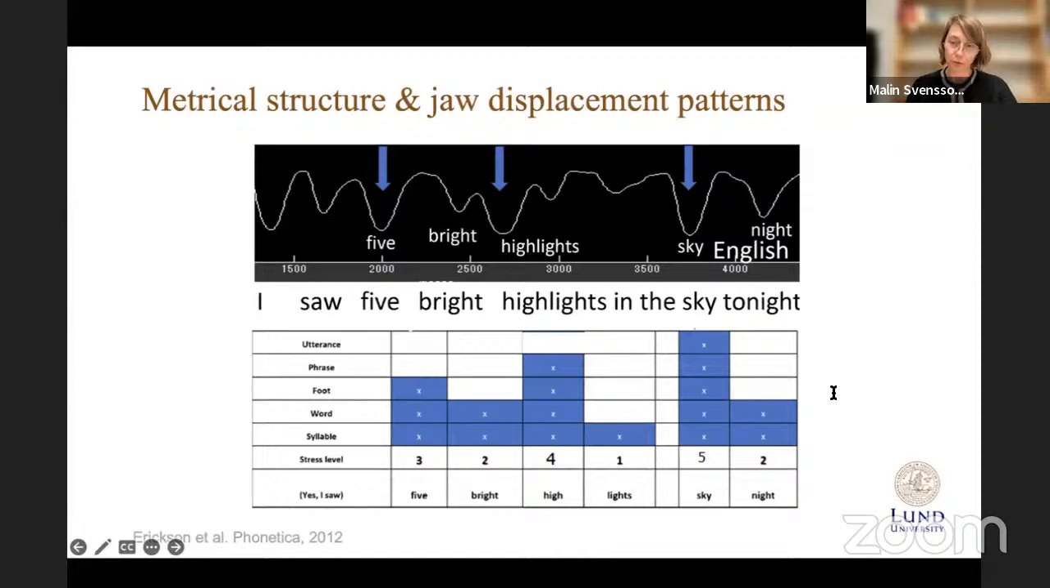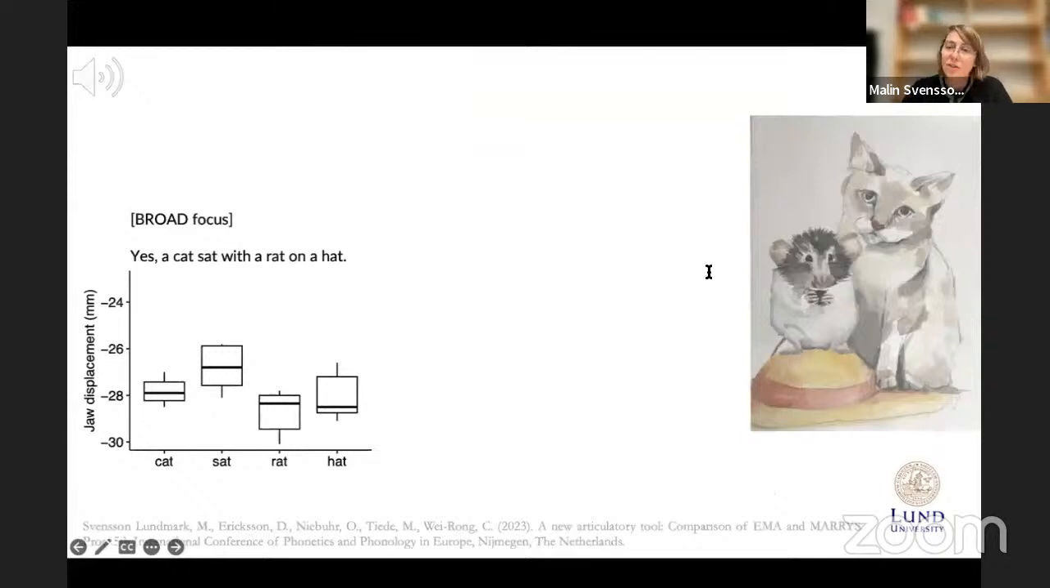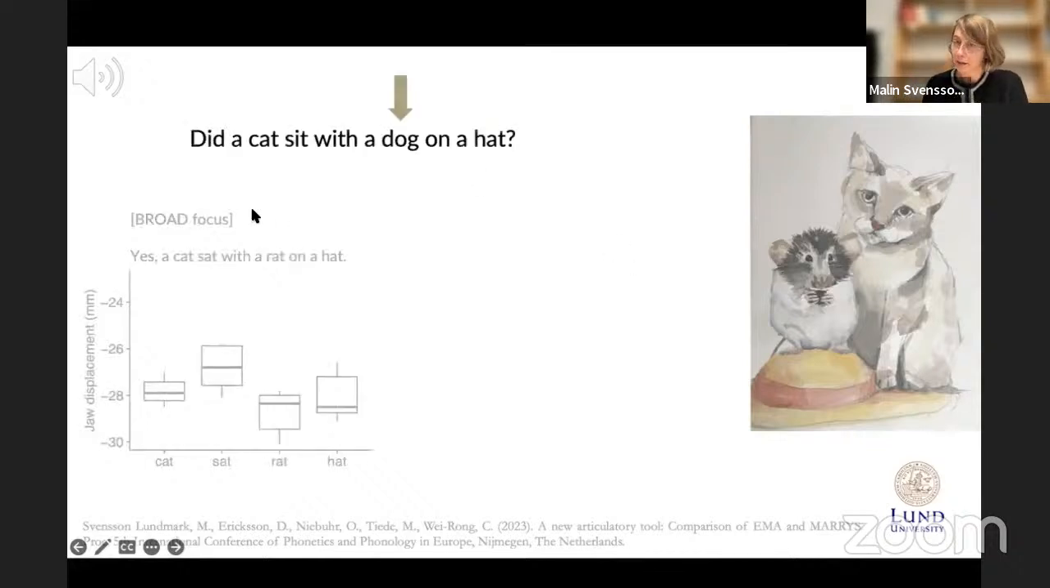But a speaker can also choose which words to make more prominent. What happens then? Here I'll show you what might happen to the jaw depending on where you place your focus. The figure shows how much the jaw is open for one speaker over 6 repetitions. It's more open for rat than for sat, for example. First we have this broad focus saying that, yes, a cat sat with a rat on a hat. But if we were to ask if there was a dog on the hat, a speaker would correct and say, no, or they would say this actually. No, a cat sat with a rat on a hat.